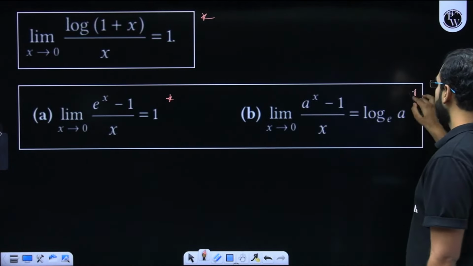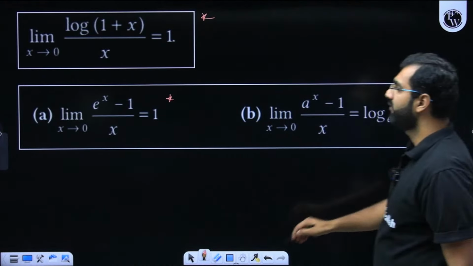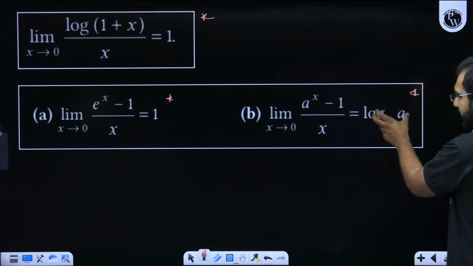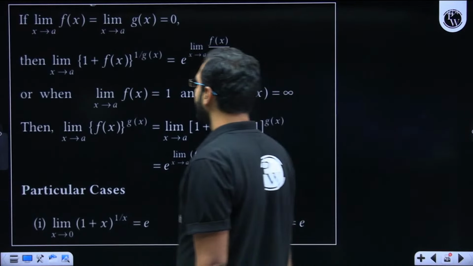As x approaches 0, (a to the power x minus 1) upon x is ln a. Please remember that. If it is e to the power x, then it is 1. But if it is a to the power x, the limit will be ln a. Don't forget that here.